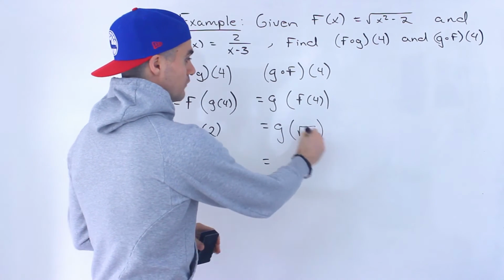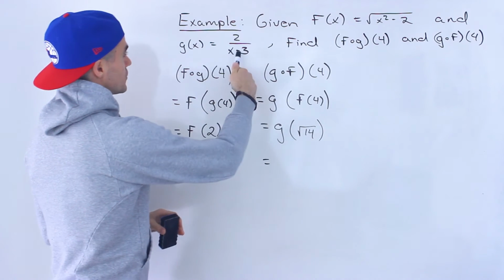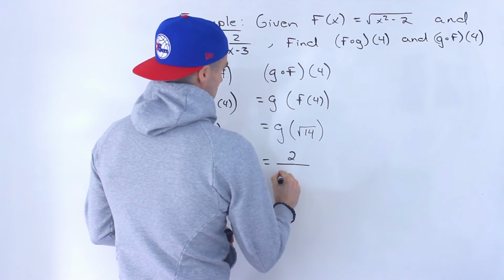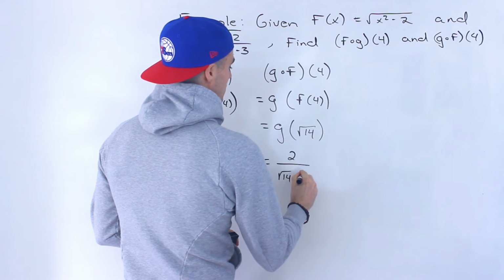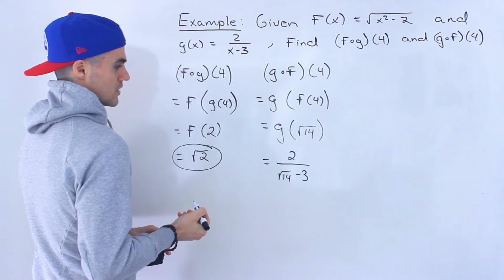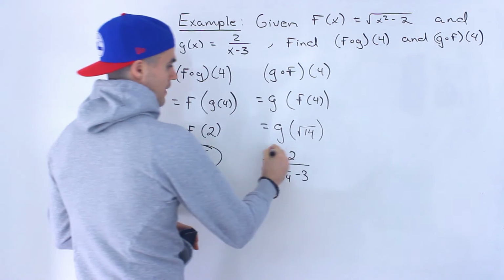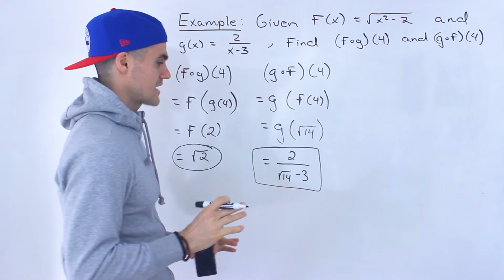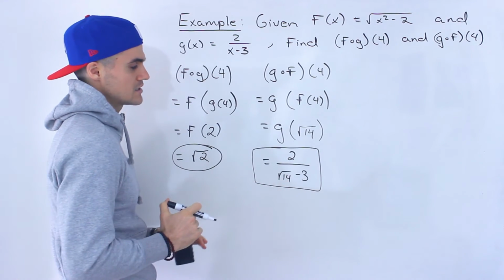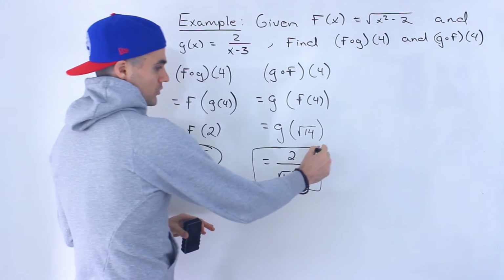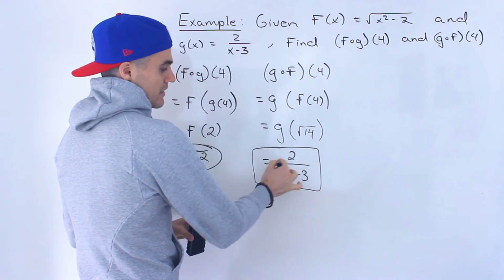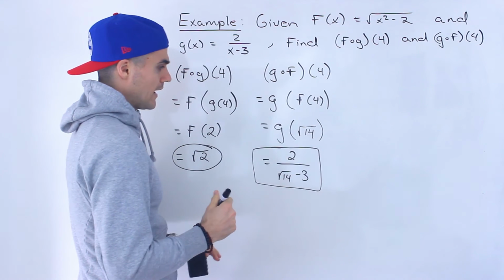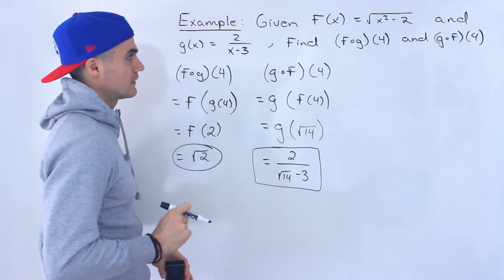And then what's g of the square root of 14? We would plug in the square root of 14 here. So this would end up being 2 over the square root of 14 minus 3, like that. So that there would actually end up being the final answer if we leave it as an exact value. You could also rationalize the denominator, multiply the numerator and denominator by the conjugate, root 14 plus 3, and work from there, but I'm just going to leave it like this.